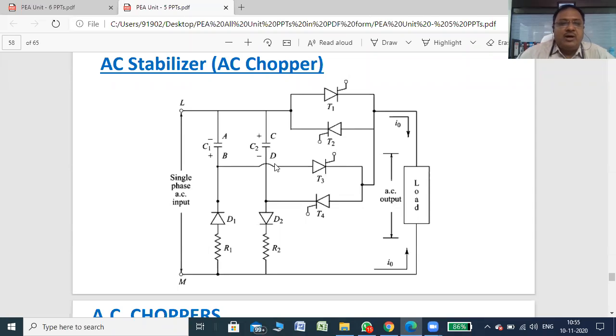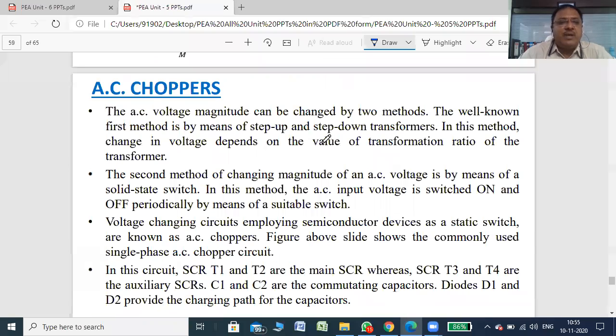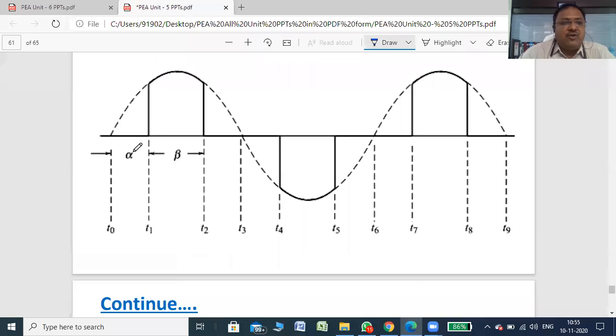In every circuit we have seen that a commutation circuit is required. So this is a simple commutation circuit. We use one diode and one resistor. This resistor should be a variable resistor, so that you can change the commutation angle, or you can say the conduction angle of the SCR. Just see this working, alpha.